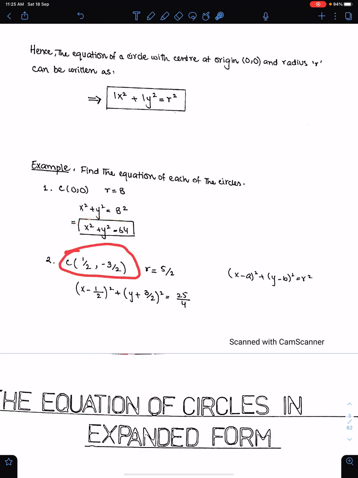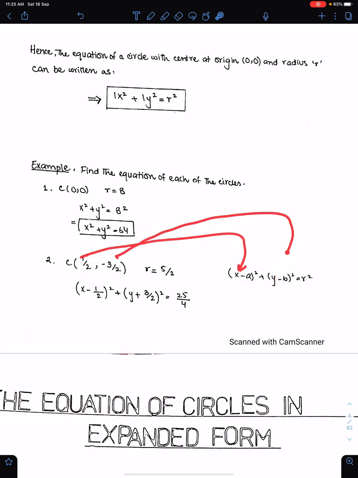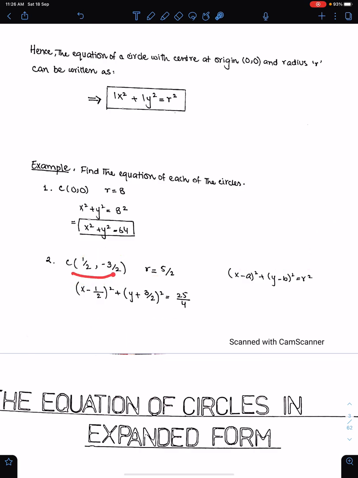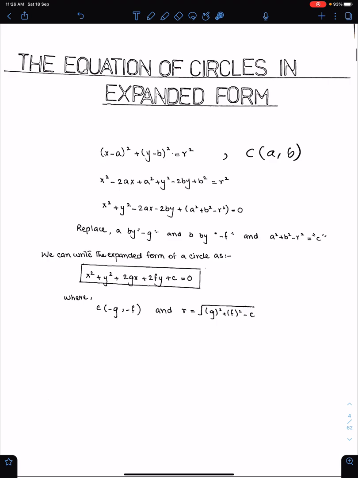Since center is not at origin, so we will use this equation to find the equation of this circle. So we need to put a here. When we will put b, we will write plus sign here because this is negative. So it will become x minus half, y plus 3 upon 2 and 5 upon 2 square. This is the equation of circle with center at this point and radius 5 upon 2.